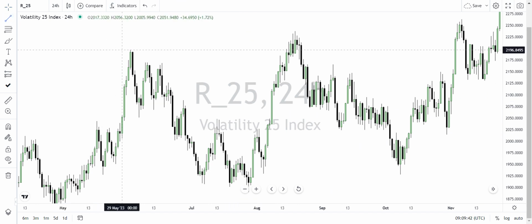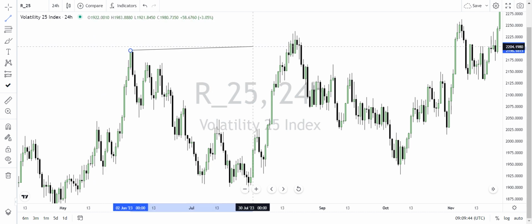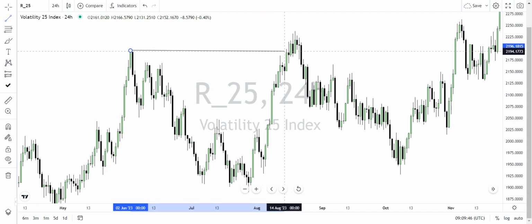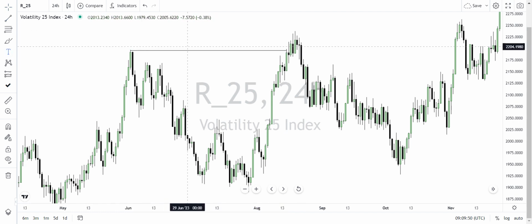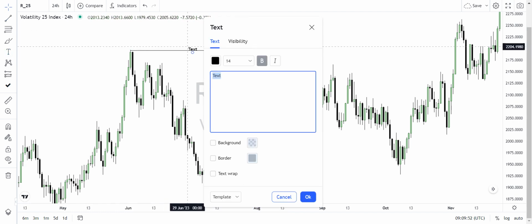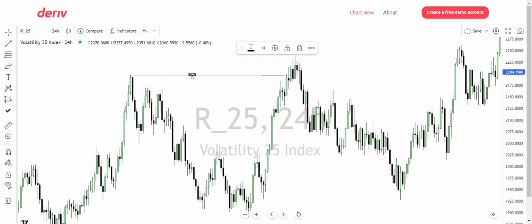If you check here very well, there was a BOS, a break of structure to the upside. There was a BOS to the upside.